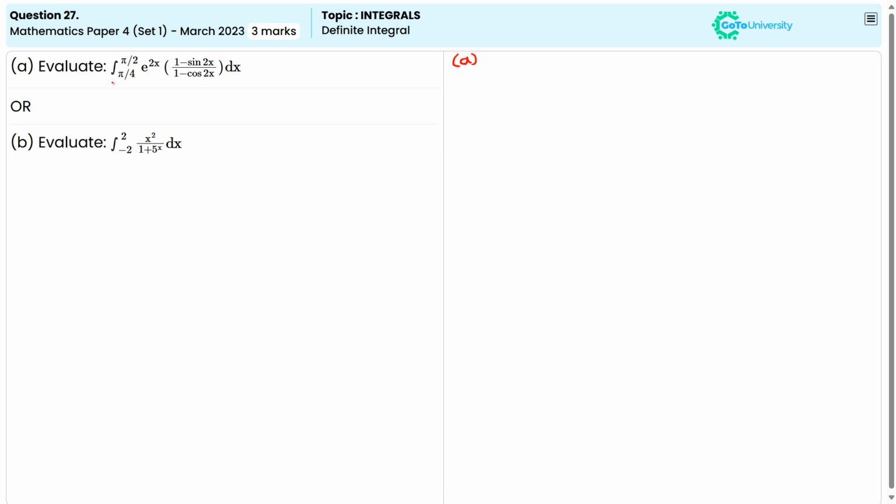Here the question is: evaluate the integral with limits from pi by 4 to pi by 2, e power 2x into (1 minus sine 2x) divided by (1 minus cos 2x) dx. Now let us take the given question I, which is equal to the integration from pi by 4 to pi by 2, e power 2x into (1 minus sine 2x) divided by (1 minus cos 2x) into dx.